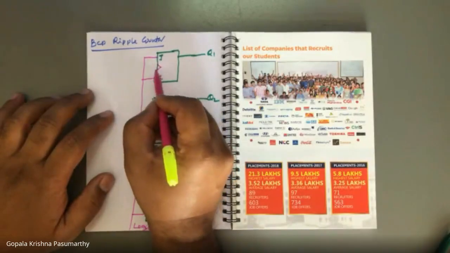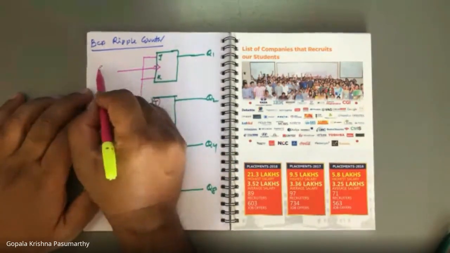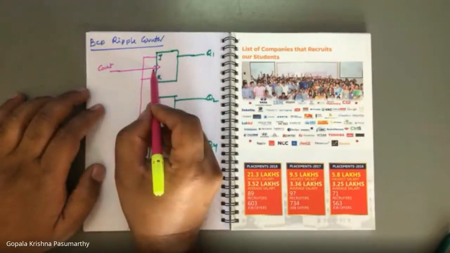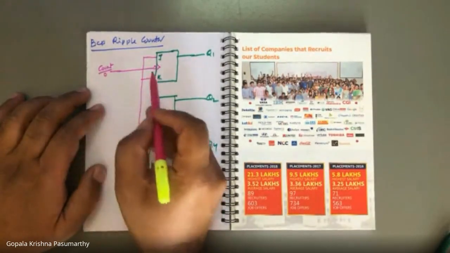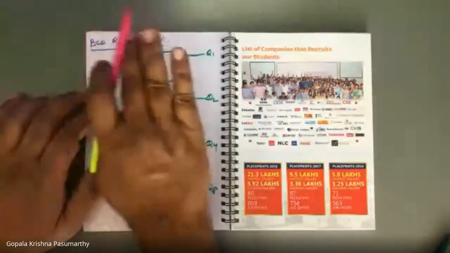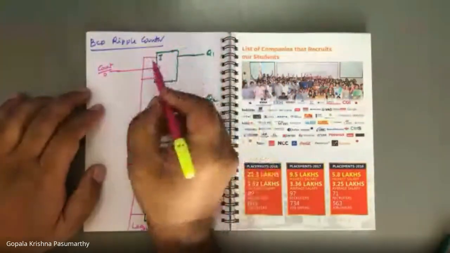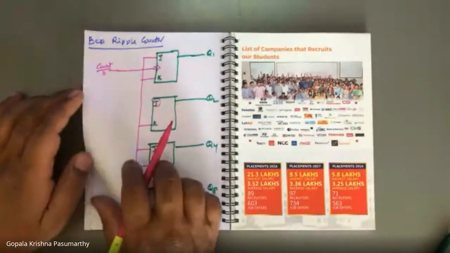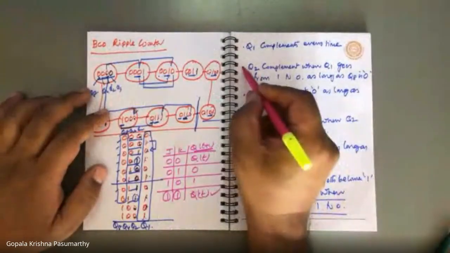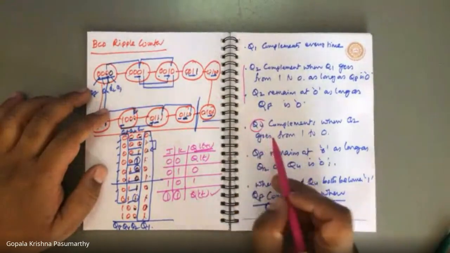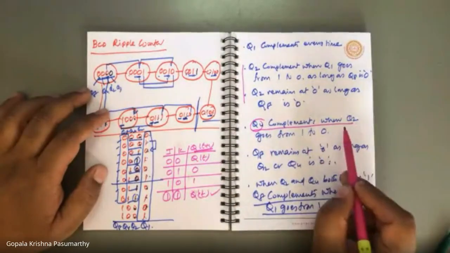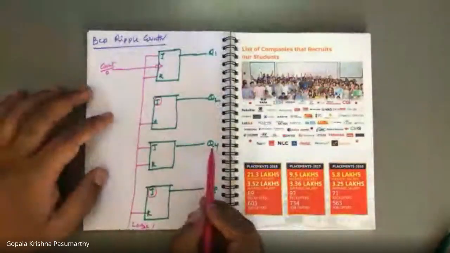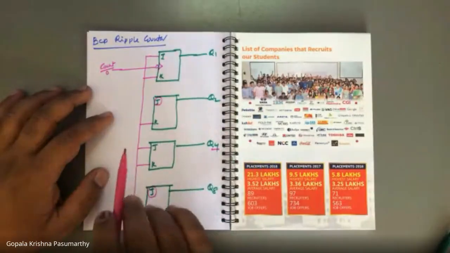Waiting for what? Clock. I am using a count pulse. It is also a negative edge triggered flip-flop, meaning when count is 0, the clock is active. This flip-flop gets complemented every time because J is connected to 1 and K is also connected to 1. Now let us go to Q4 first, Q2 first. What is the rule? Q4 complements when Q2 goes from 1 to 0.